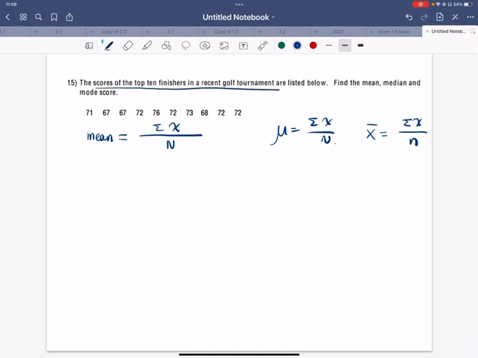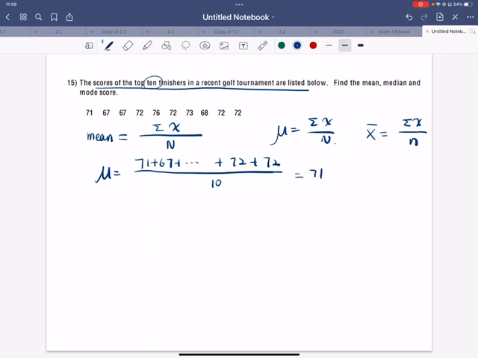Scores of the top 10 finishers. Let's call it a population. Okay, we'll add up 71, 67, all the numbers, including the last 72s, and we have top 10 because we have 10 numbers. Let me calculate it. 71 plus 67 plus 67 plus 72 plus 76 plus 72, 73, 68, 72, 72, and then divide by 10.